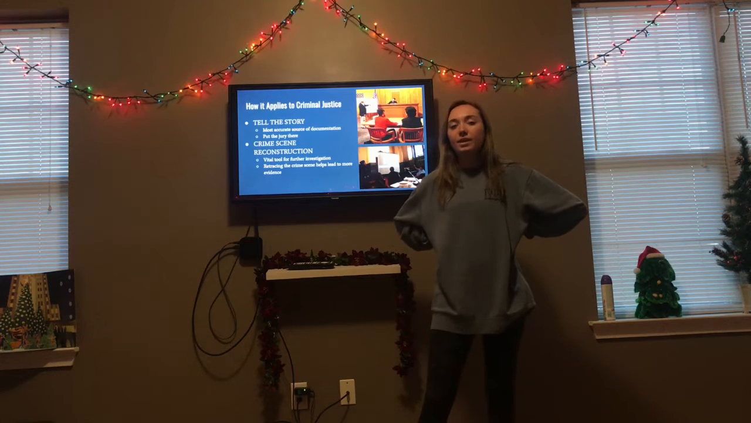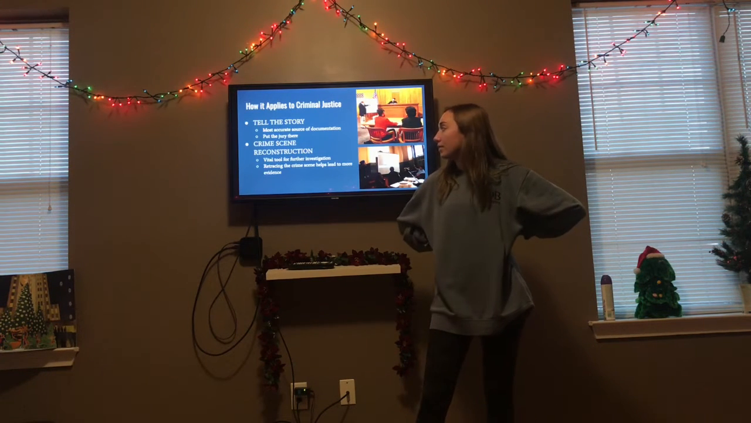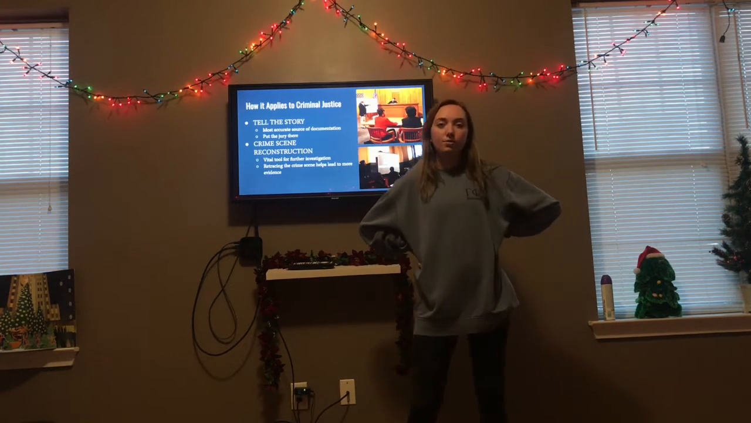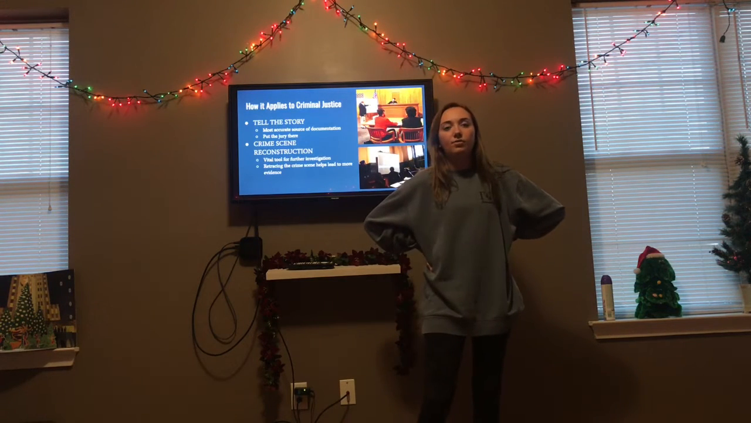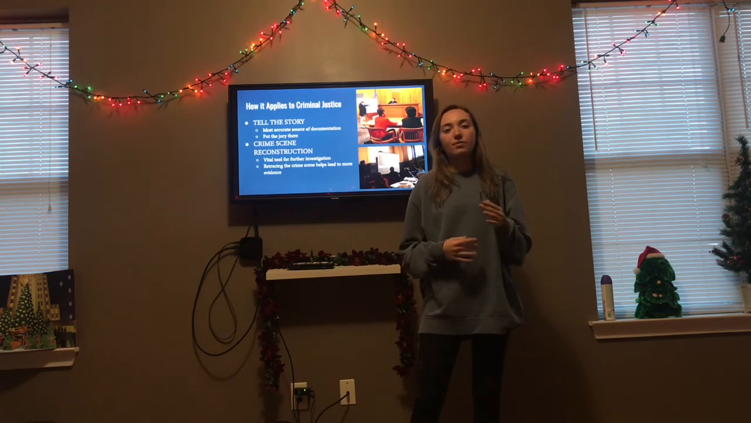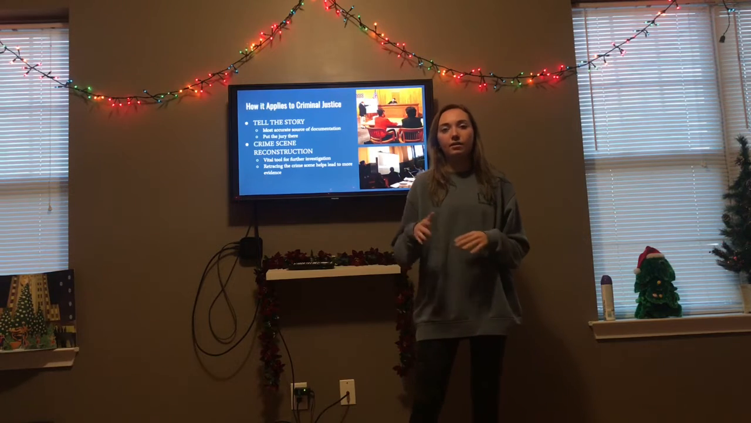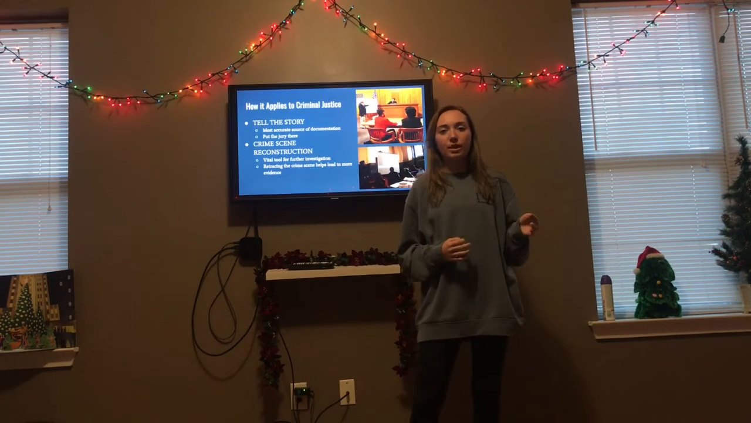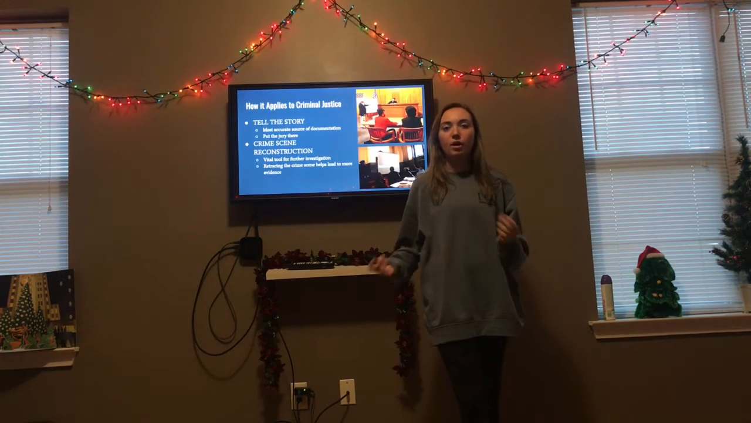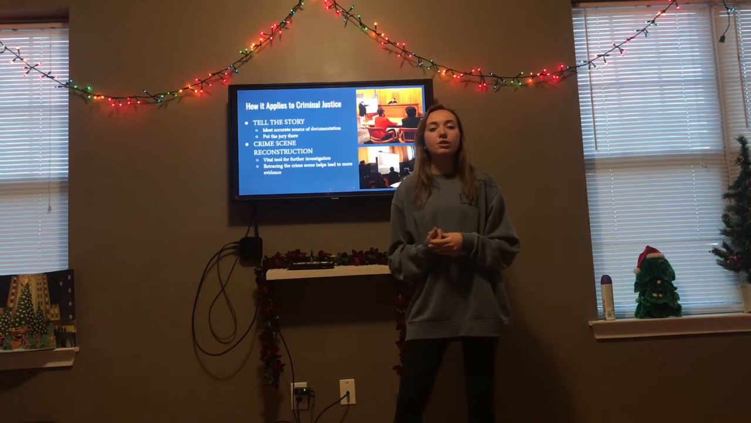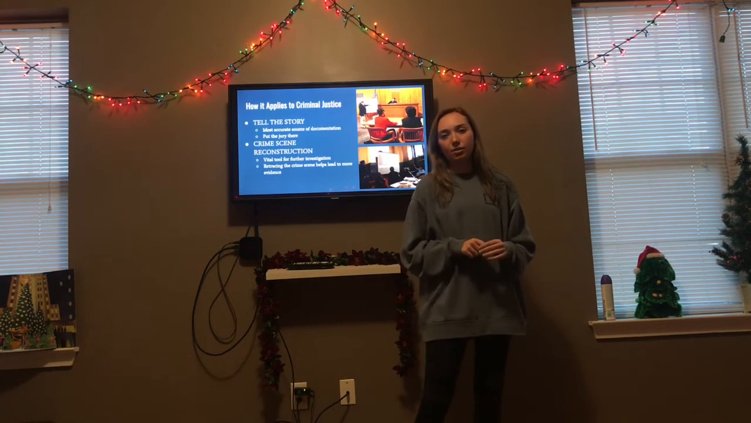The second benefit is crime scene reconstruction, which is a vital tool for further investigation, and this allows for the crime scene investigators to go back into the scene at a later point and find out more information and figure out where evidence could have been or what could have happened. And this really just helps lead to more evidence by retracing the crime scene.